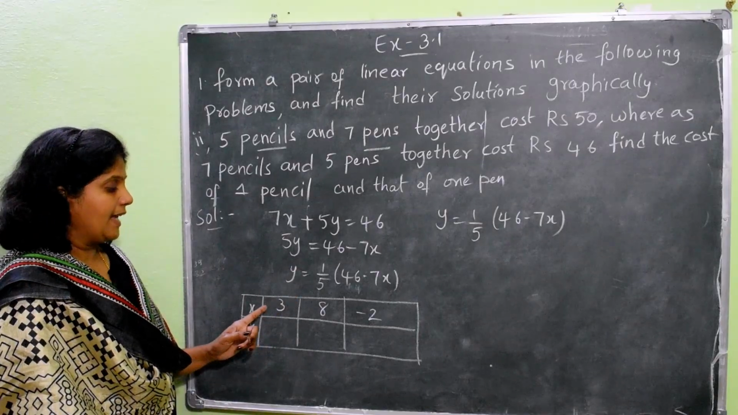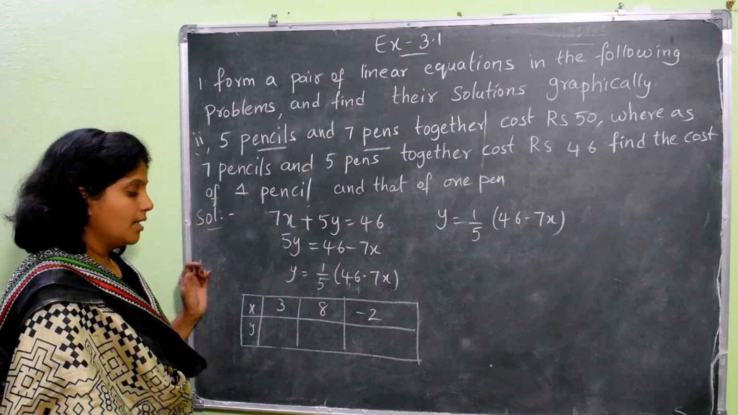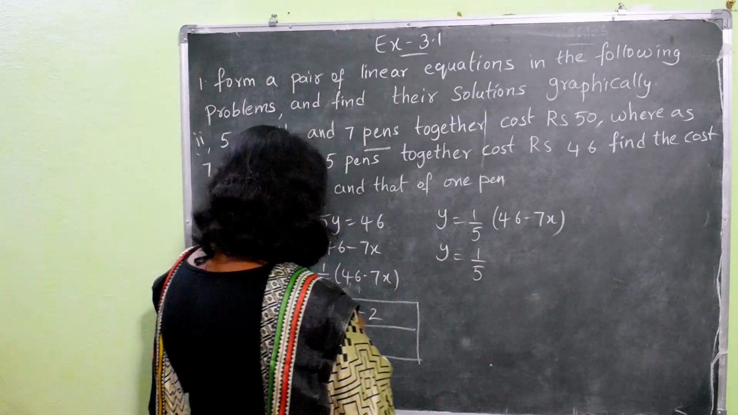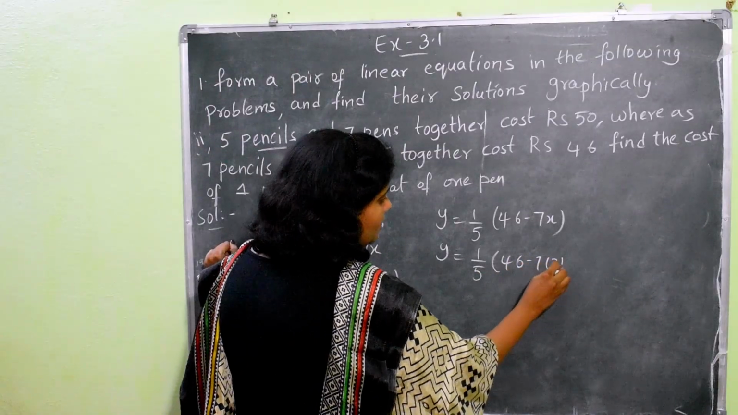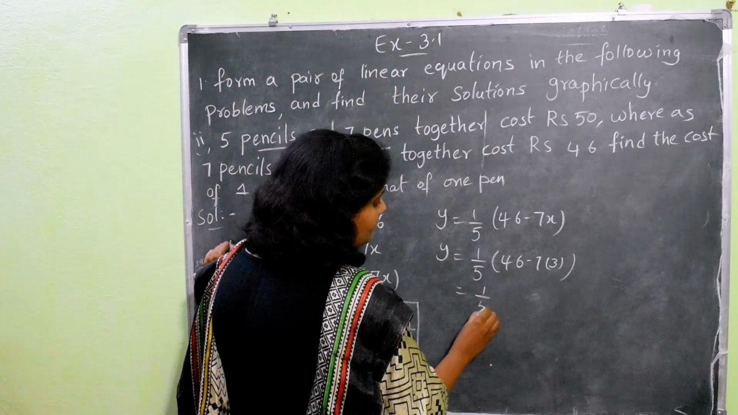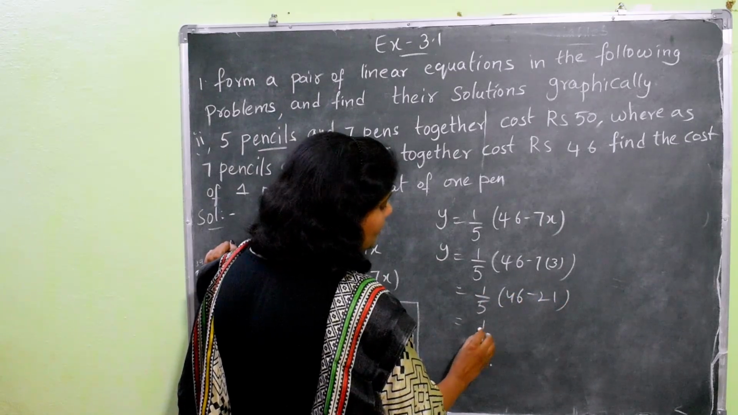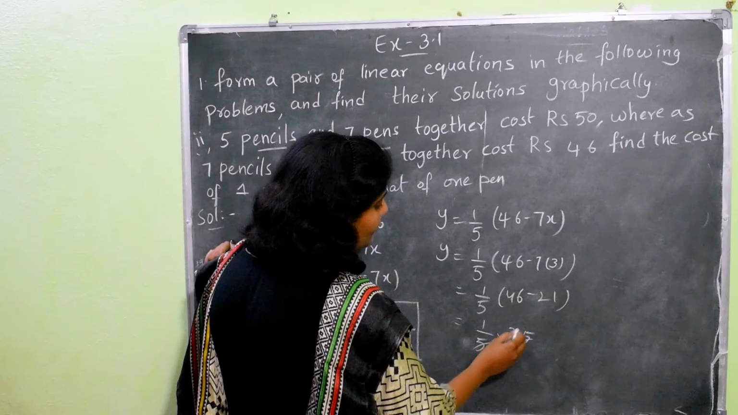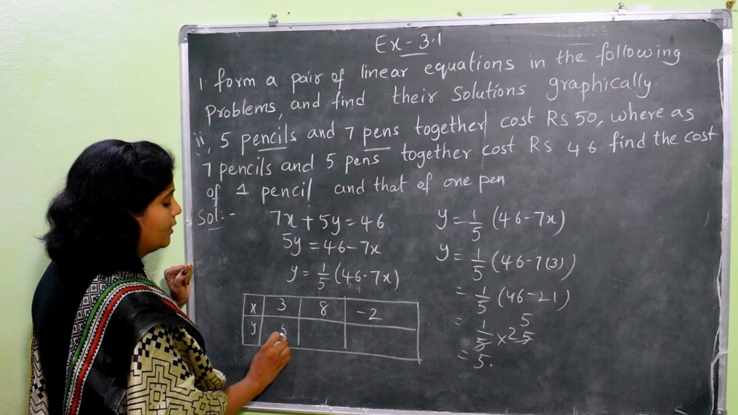So for x values 3, 8 and minus 2, we should get the y values. So what am I taking? X value is 3. 46 minus 7 3s are 21. So 46 minus 21, how much? 25. So in 5 table, 5 5s are 25. So for x is equal to 3, we got y value as 5.